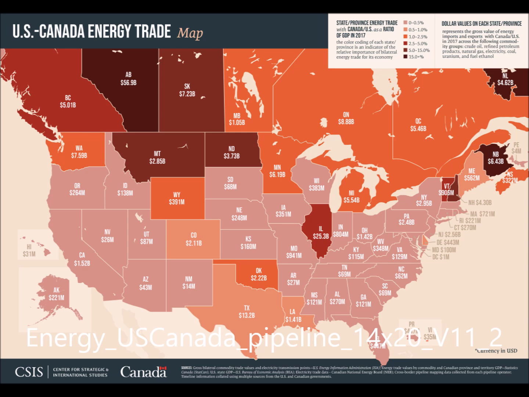The map uses a color-coded system to represent the state-province energy trade with Canada, US, as a ratio of GDP in 2017. This means that the color of each region indicates the percentage of its gross domestic product, GDP, that is derived from energy trade with the other country, providing a clear picture of the economic dependence on this trade. A legend in the upper right corner provides the percentage ranges and their corresponding colors, allowing for easy interpretation of the data. Crucially, each state and province is also labeled with the dollar value of its energy trade, providing a direct measure of the trade volume. This allows for both relative and absolute comparisons of trade between different regions.